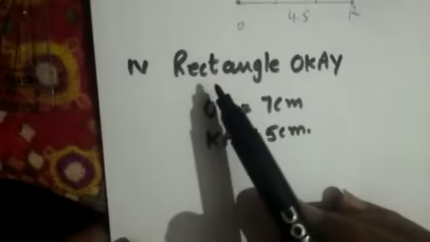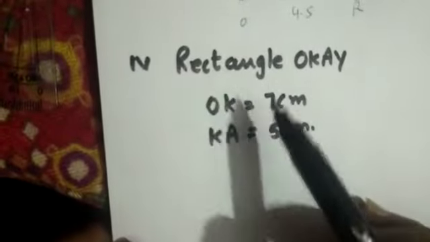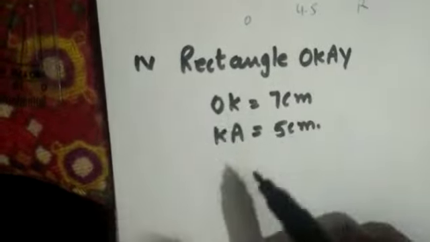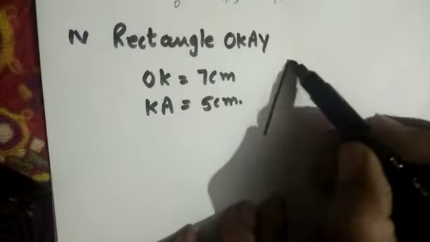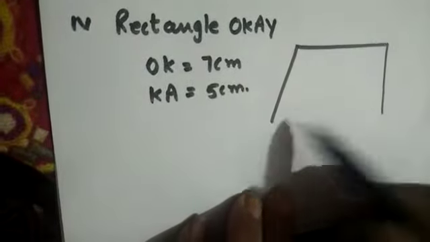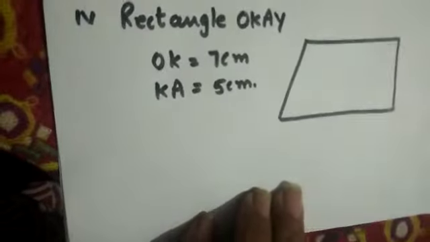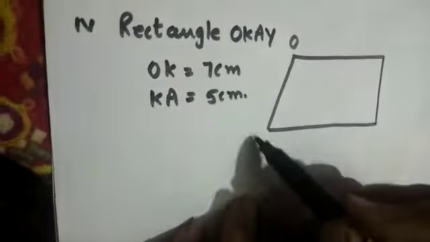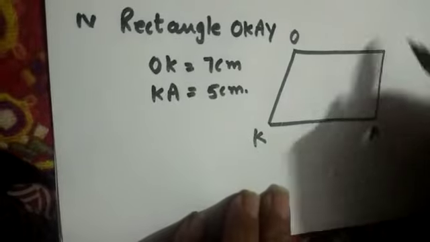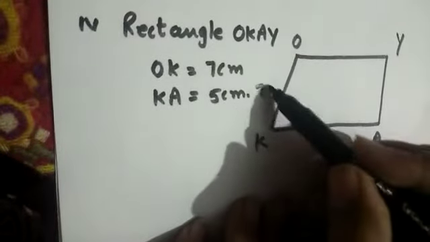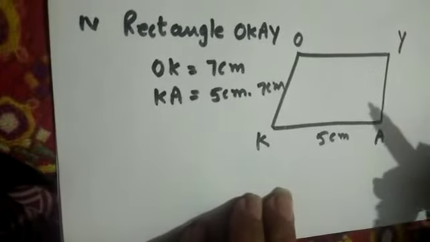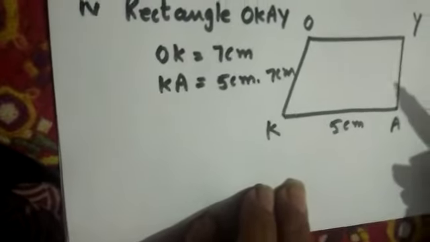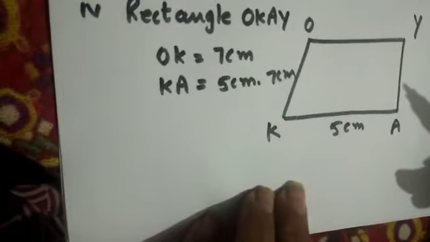Now our fourth question is rectangle OKAY. Now first of all we'll draw its rough figure. This question you can draw yourself. One rough figure. This is OKAY. OK 7 centimeter, KA 5 centimeter. These are adjacent sides of a rectangle. But angles are not given.